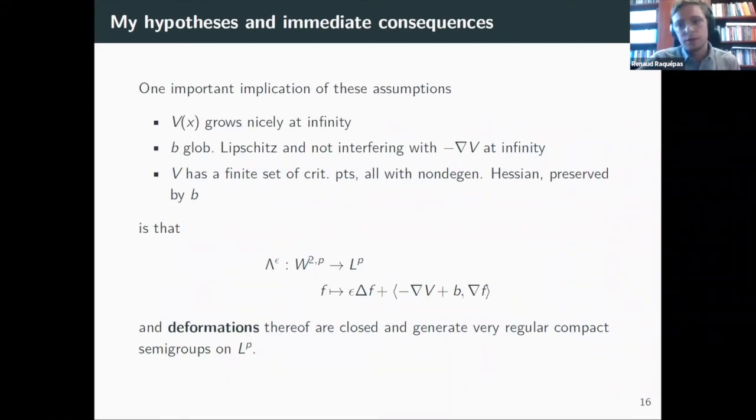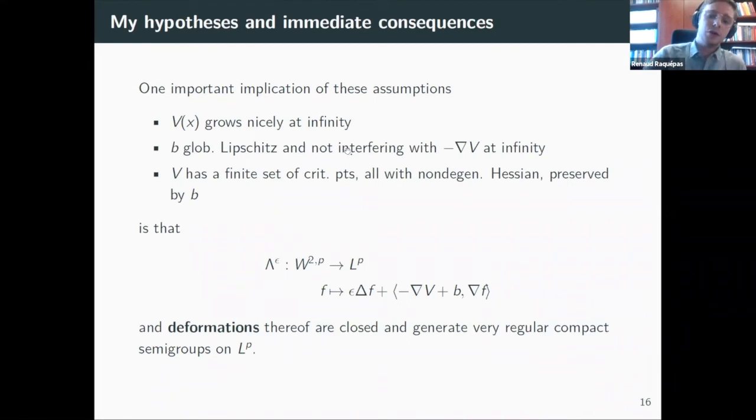Right, the assumptions are made with the purpose that this generator, and actually a whole family of deformations of that operator, have nice properties. And what I mean by nice properties is that, for example, the domain is quite nice and it's a closed operator on L^p. It generates a positivity preserving semigroup. That semigroup is compact, that semigroup is holomorphic. So you really have access to a lot of tools from functional analysis and from the theory of semigroups.